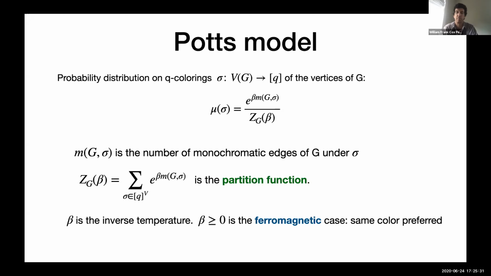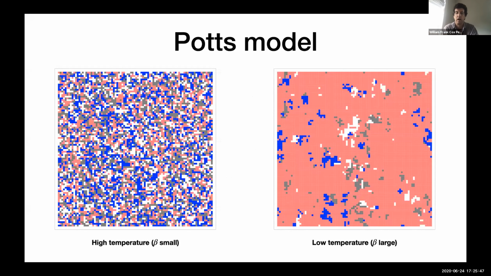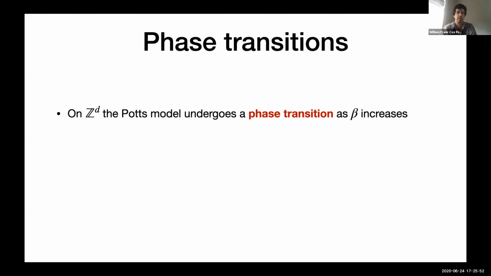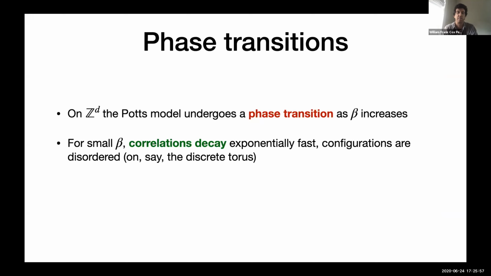Okay, so here's a couple of simulations on the 2D grid. You see when beta is small, this is high temperature, we see a disordered state, whereas at low temperature with strong interactions, we have one dominant color, and there has been a phase transition in between. So it's well known that the Potts model undergoes this phase transition on Z^d. At small beta, we have things like exponential decay of correlations, and we say these configurations are disordered, while at large beta, we have this long range order and a dominant color typically.